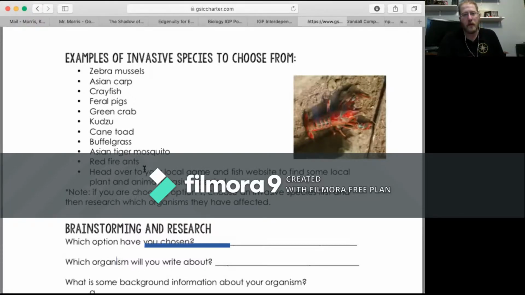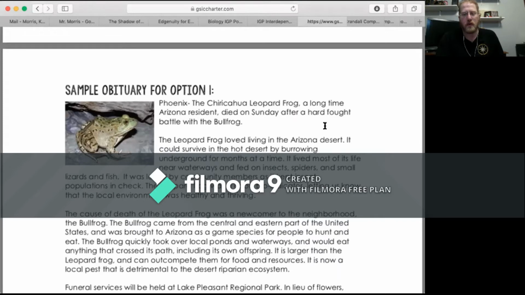So what you have here is an entire list of examples of invasive species to choose from, right? And so you have a lot of animals, but several plants in here, because yes, plants can be invasive species as well. Or you can actually take a look at our local game and fish website, find some local examples of an invasive animal species or plant species, either one. And then what you're going to do, here's where the option comes in, is you're going to write an obituary.